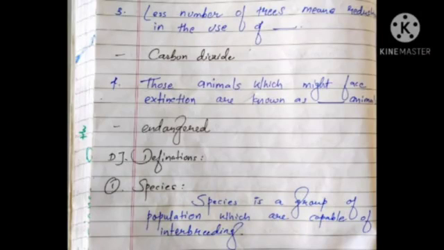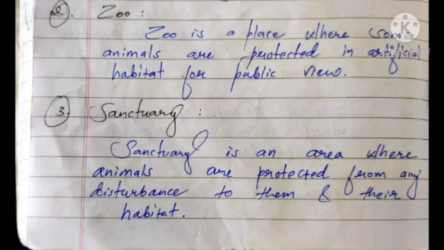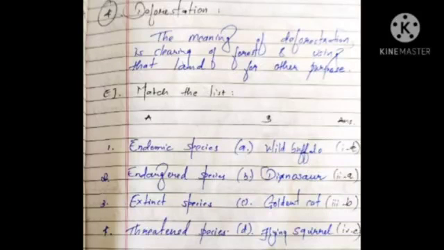Now talking about definition, and the first one is species. Species is a group of population which are capable of interbreeding. Second one is zoo. Zoo is a place where some animals are protected in artificial habitat for public view. Third one is sanctuary. Sanctuary is an area where animals are protected from any disturbance to them and their habitat. Fourth one is deforestation. The meaning of deforestation is clearing of forest and using that land for other purposes.